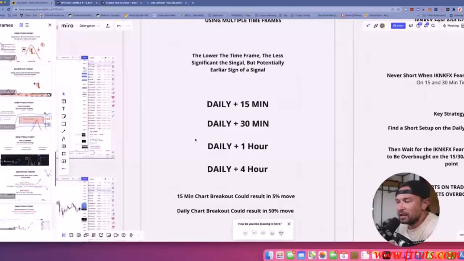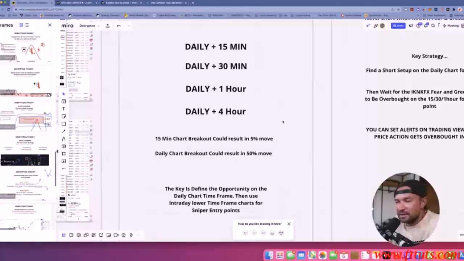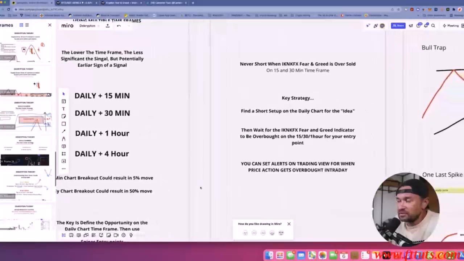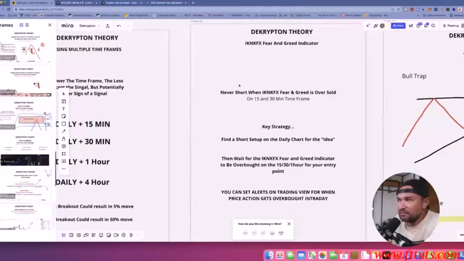So typically what I'm looking at when I'm trading is the 15-minute chart plus a daily, the 30-minute chart plus a daily, the 1 hour chart plus a daily, and the 4 hour chart plus a daily, right? And that just basically gives me different time frames for gauging how significant this move is, right? A breakout on a 15-minute chart is not going to be nearly as significant as a breakout on a daily chart.